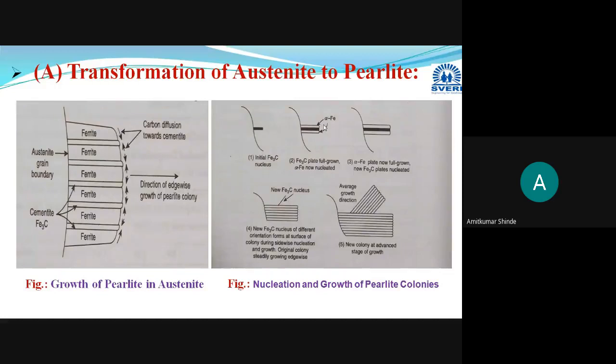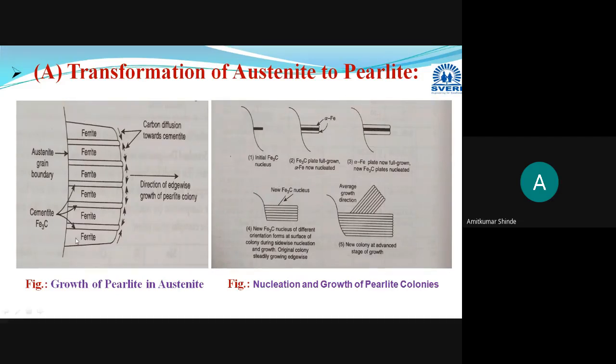That will be your ferrite. And this pearlite is a mixture of ferrite plus cementite. Cementite means Fe3C. Now this pearlite has alpha ferrite, or simply ferrite, and cementite, and it will be arranged in this manner.